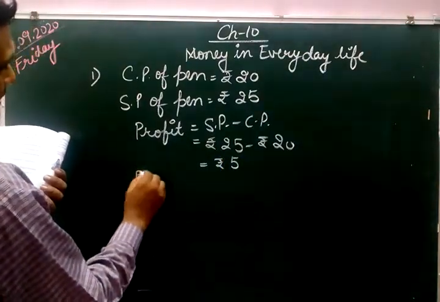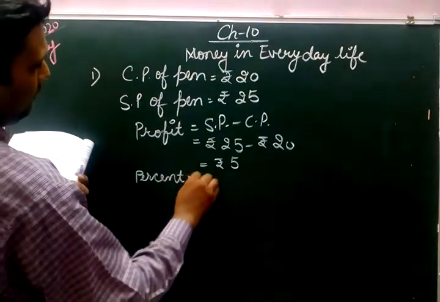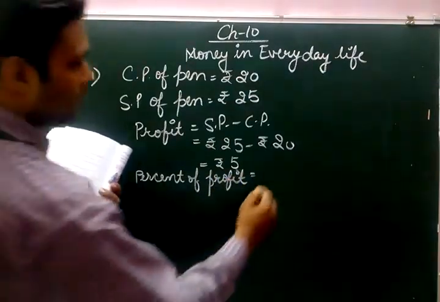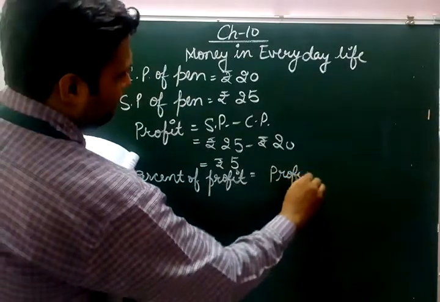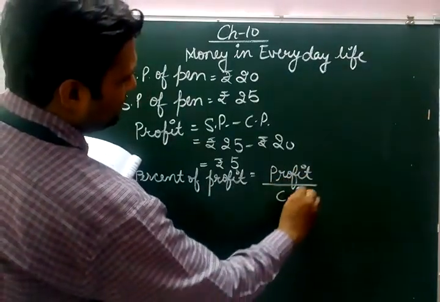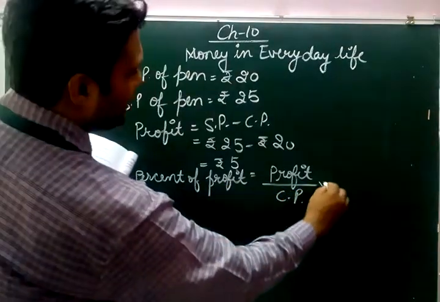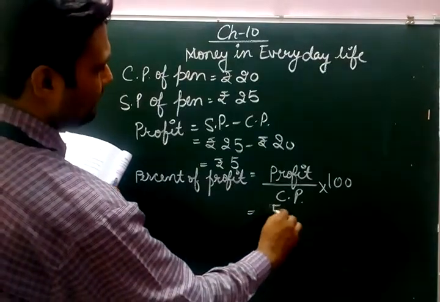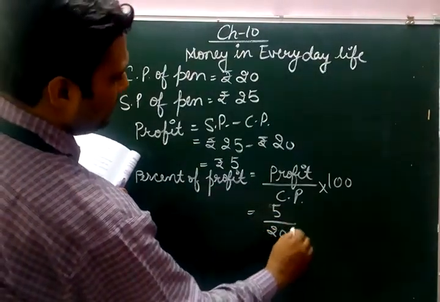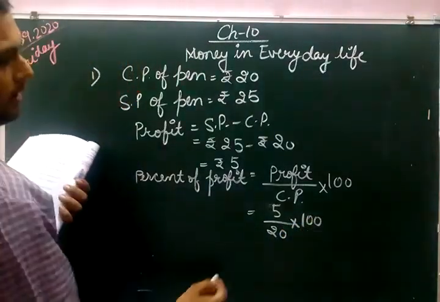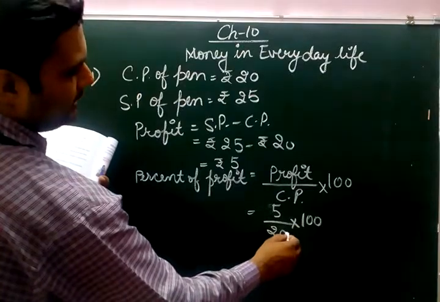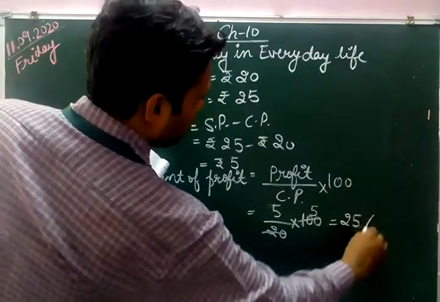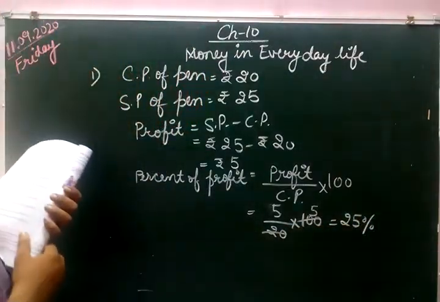Now the percent of profit. What is the formula? We have discussed it earlier. Profit divided by cost price, because this profit is on cost price, multiplied by 100. Profit is rupees 5 divided by cost price 20 multiplied by 100. This 100 is divisible by 20 five times. So 5 multiplied by 5, we got 25. In this way, 25%.